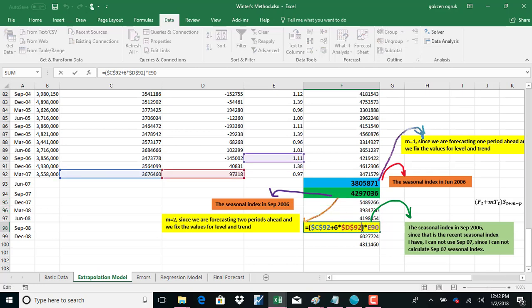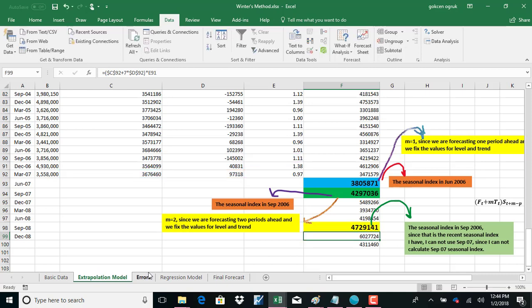Let's check one more data point here. I'm going to use M as 6 because now I'm forecasting six periods ahead. If you count down 1, 2, 3, 4, 5, 6, that's why M is going to be 6. Still, I'm referring to the level forecast of March 2007 and the trend forecast of March 2007. And here, the seasonal index I'm going to use is the third quarter of 2006, because I'm forecasting the third quarter of 2008, so I'm going to use the seasonal index of September 2006. That's all. This is how we apply the Holt-Winters technique for exponential smoothing.